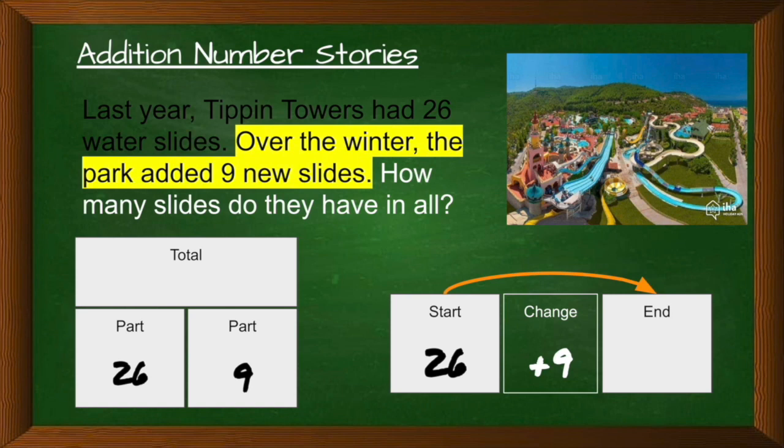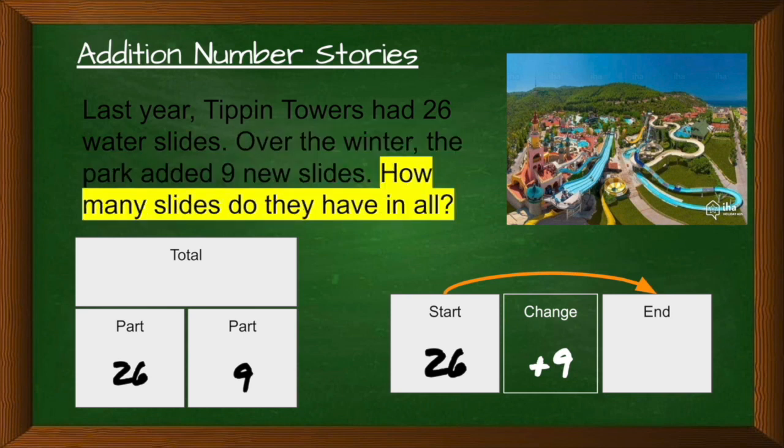Now I've collected all the information I can from this question, except for the question itself. How many slides do they have in all? And I can see in my diagram, this question, how many slides? Well, that would be the total, or the end, depending on the diagram you're using. Now I can just simply do the two parts, 26 plus 9, or 26 plus 9 in the start change model, and find my solution of 35.